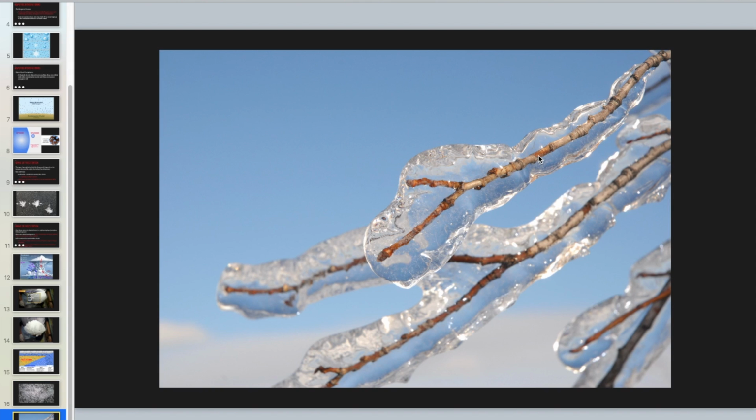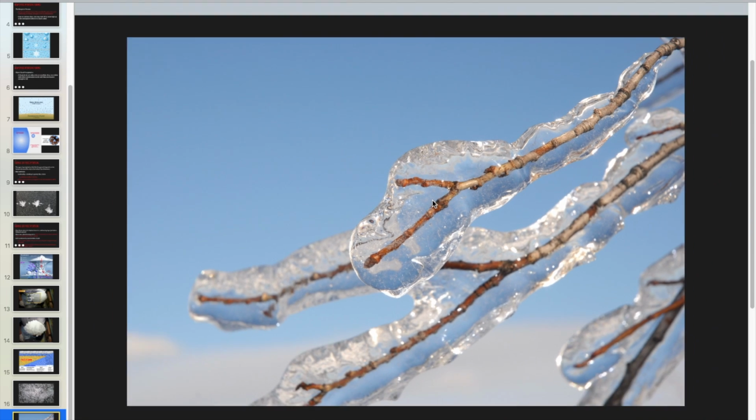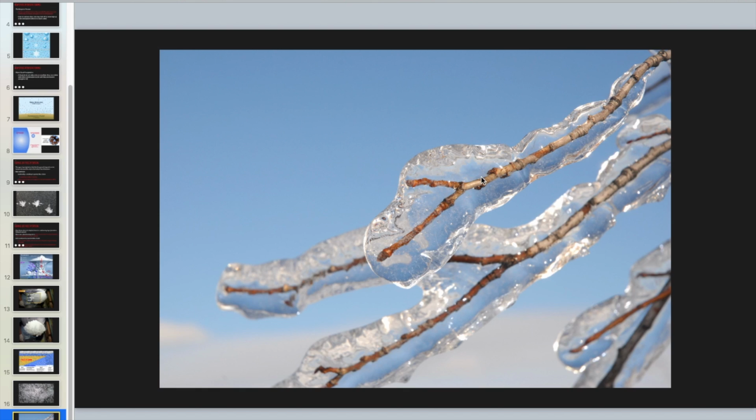And this is glaze. Glaze is really cool because when it falls on things, it creates sort of a barrier around them, right? So you see this kind of thing. It's not too common in either the early or late winter, sometimes in the middle of winter.